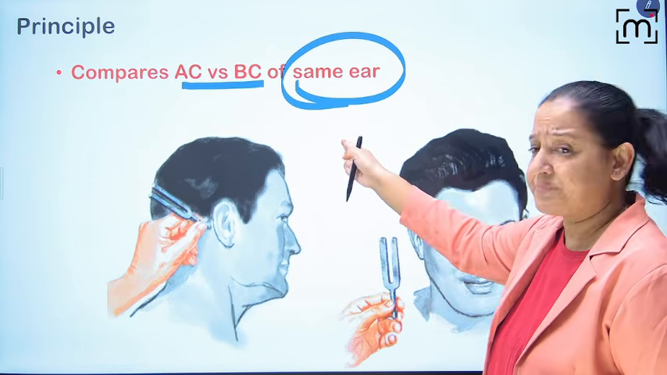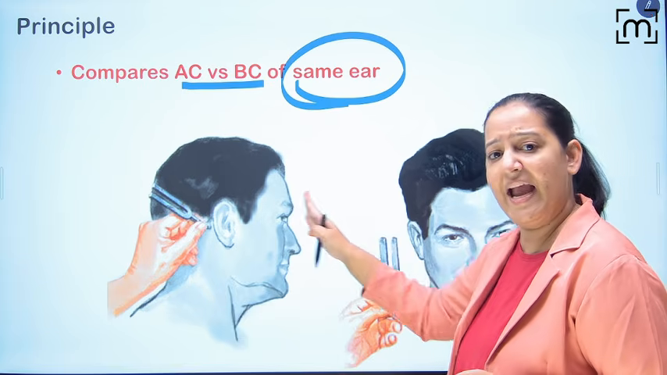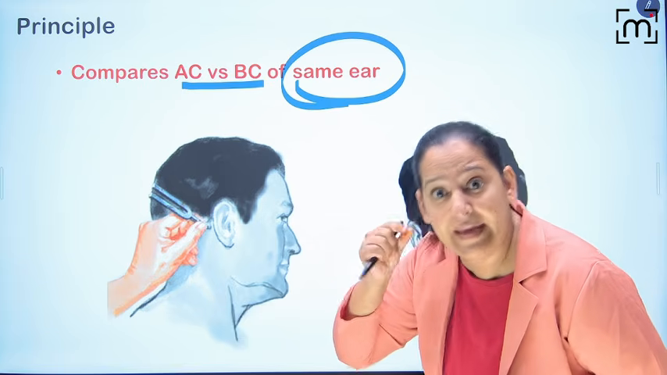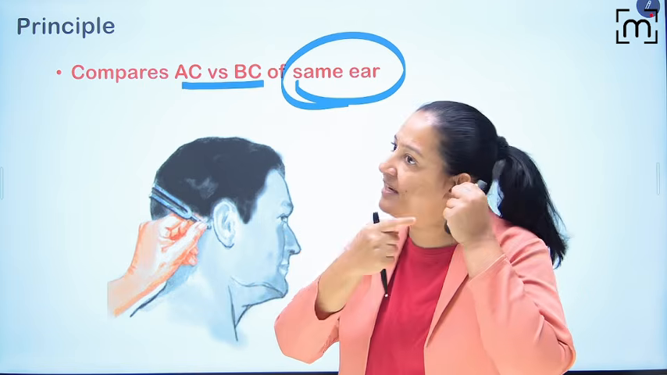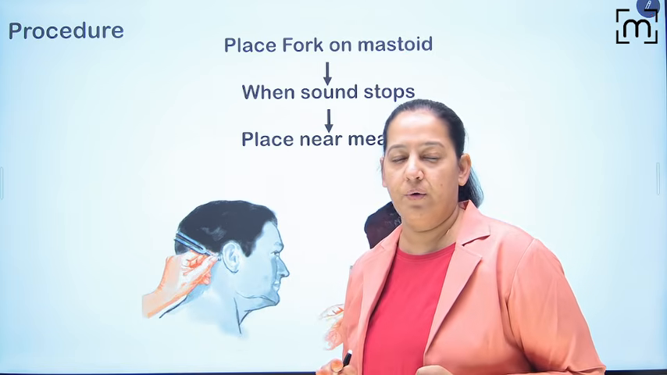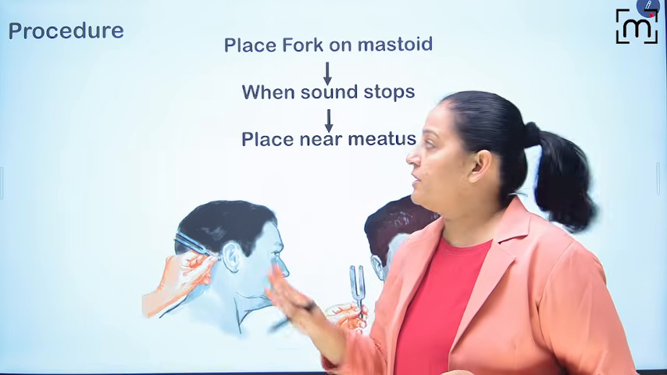So this is the principle. Learn the principle: we compare AC and BC in the same ear. Compare AC-BC first of this ear, then compare AC-BC of the other ear, one by one. Whatever is your test ear. So this was the principle.